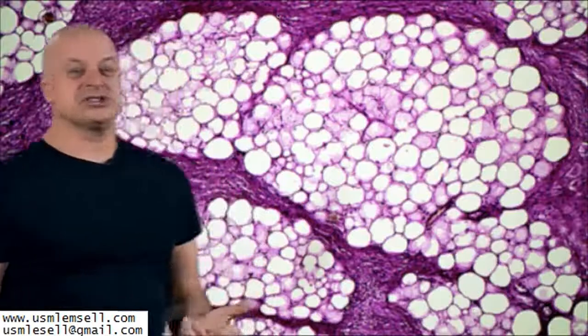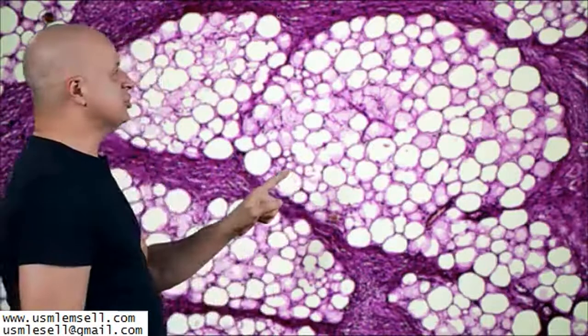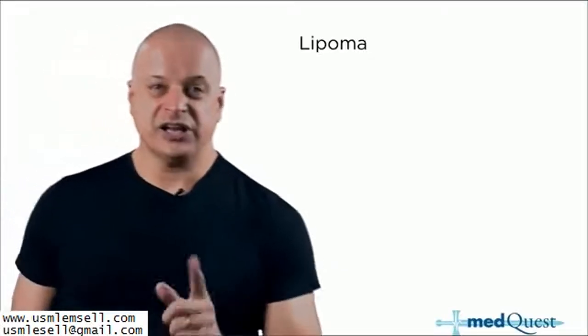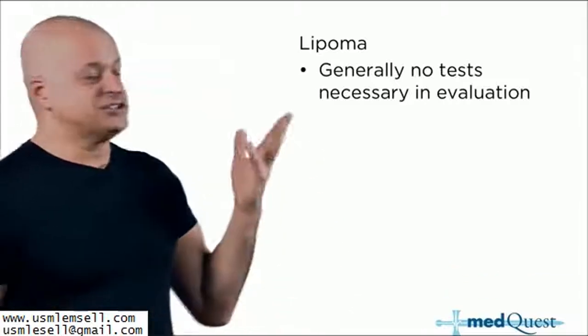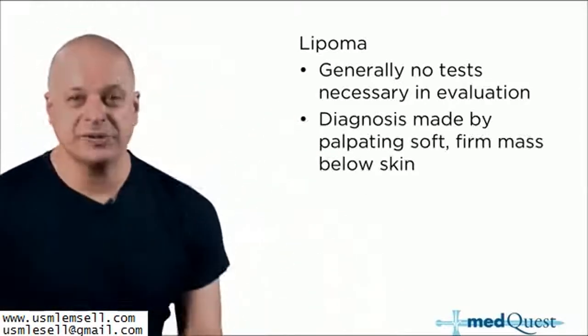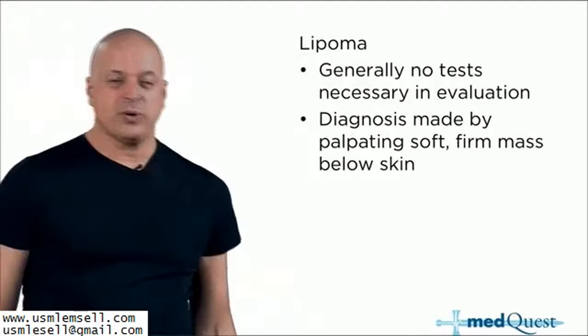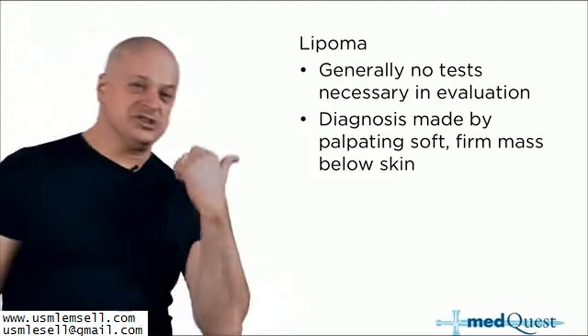So, water balloons of lipids and goo. This one looks like a stained glass window, doesn't it? But it is lipids in goo. It is massive amounts of fat cells in lipoma. And the lipoma has no tests because it has no malignant potential. It doesn't go anywhere. It doesn't have any tests because you just feel it.